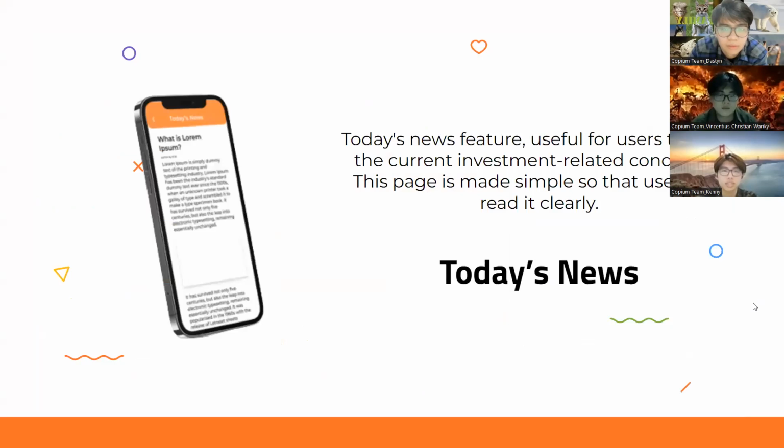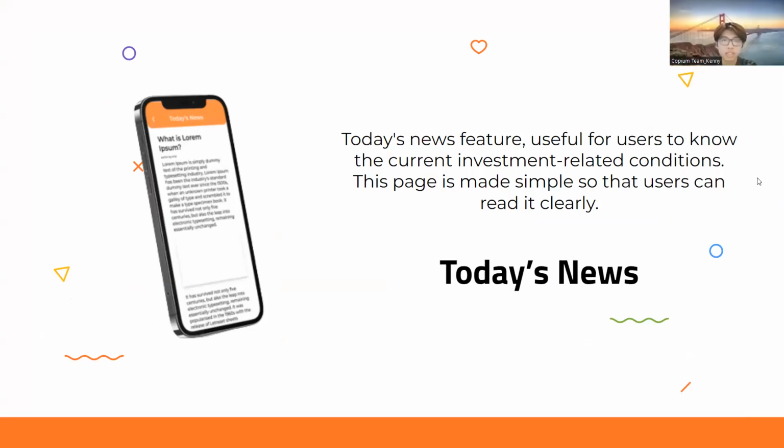And this is today's news. Here, we have a today's news feature that is useful for the user to know the current investment-related conditions. This page is made simple so the user can read it clearly.